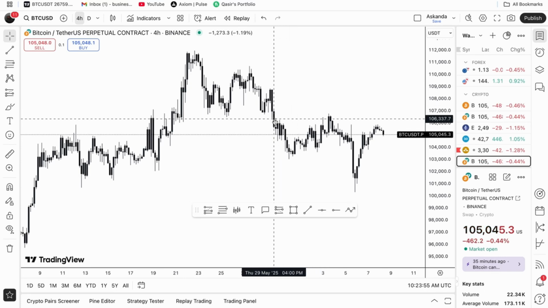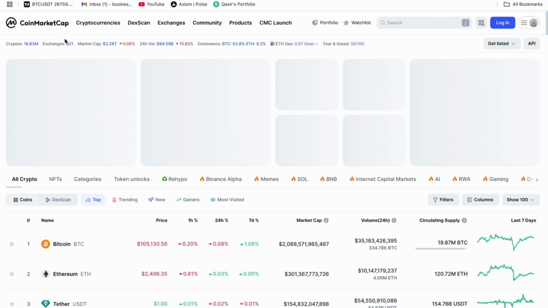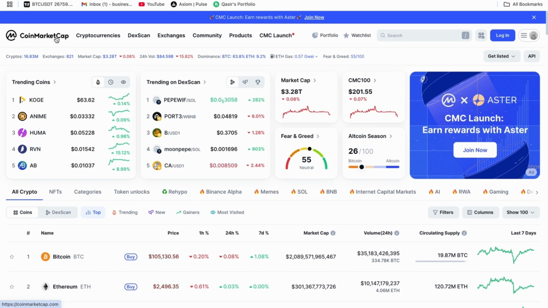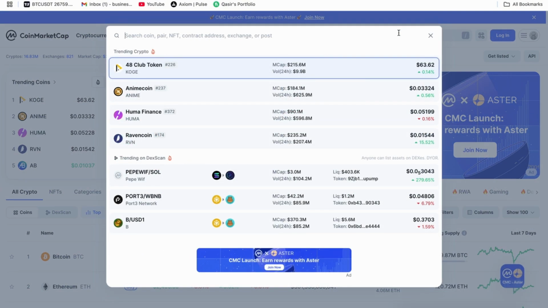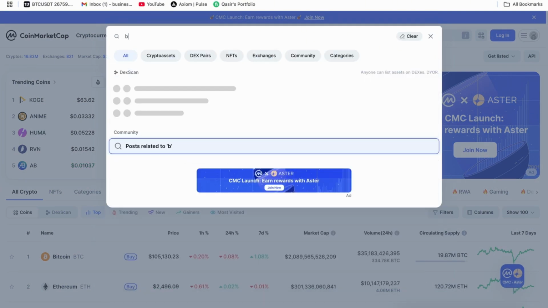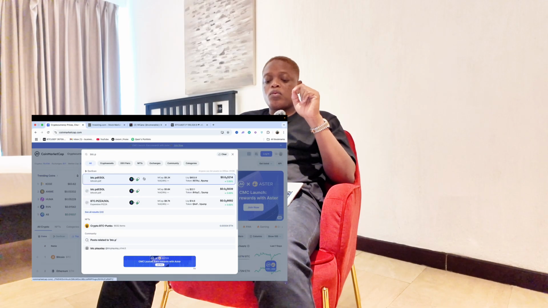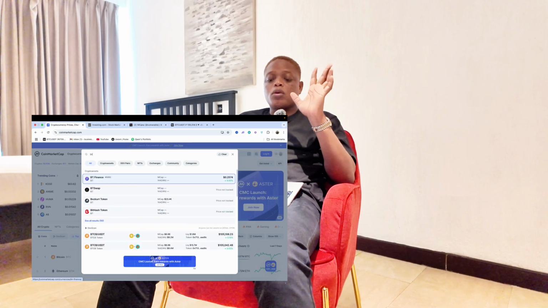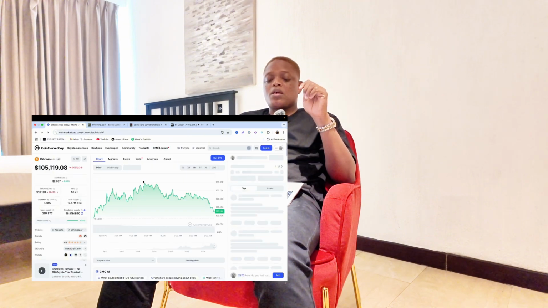So let's assume we want to trade Bitcoin. If we want to trade Bitcoin, first of all, you go to CoinMarketCap. When you are on CoinMarketCap, click on the CoinMarketCap logo to refresh the page. Once you refresh the page, you enter the name of the token that you want to trade. So enter BTC. No, don't add .P, just enter BTC. So we select BTC here.